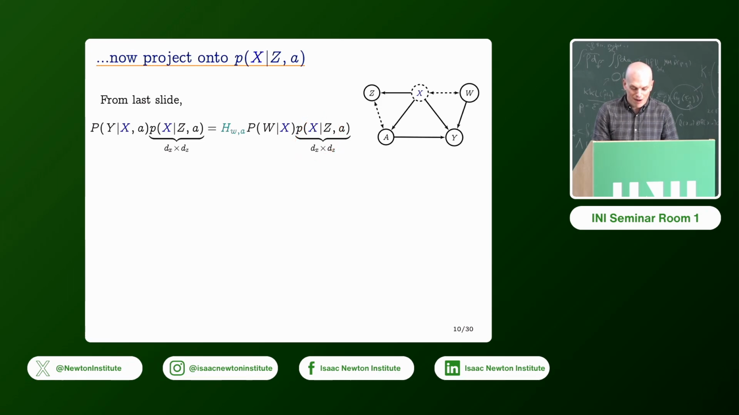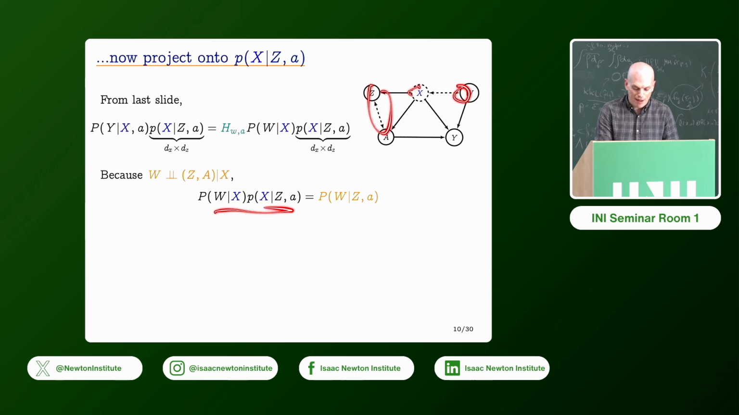Once that's true, now we start using our assumptions. First of all, the orange assumption. Because of the orange assumption, W is independent of Z, A given X. This amounts to marginalizing over x, and I get p(w | z, a), which is purely in terms of observed variables, and so I compute it from observed data.